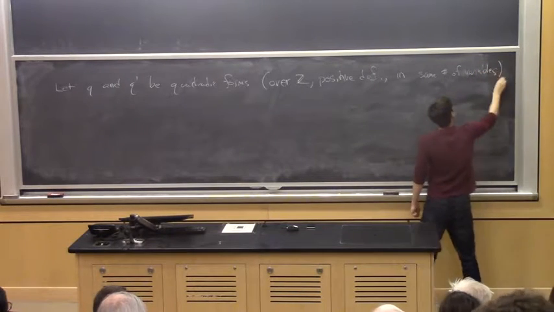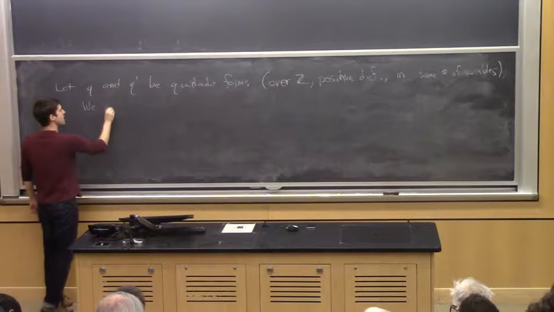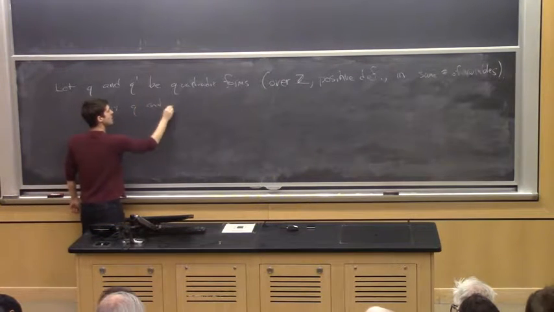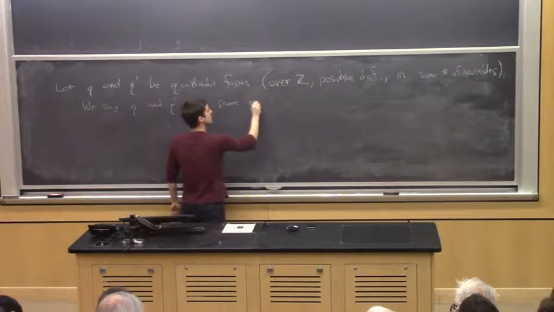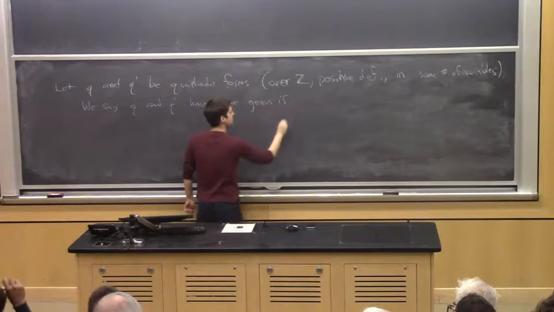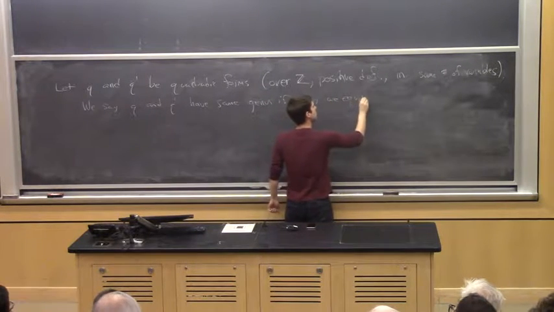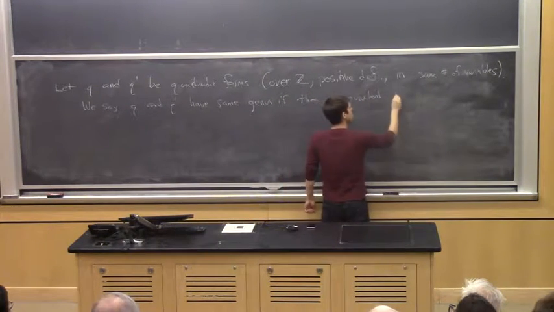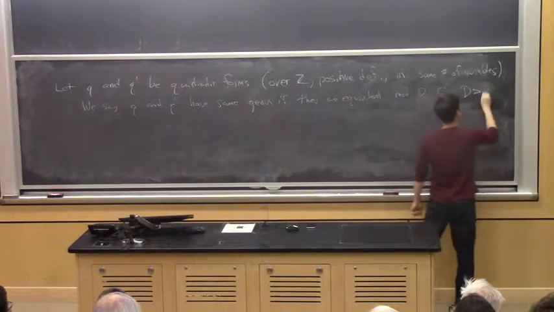So with that said, we say that Q and Q prime have the same genus if they are equivalent, not necessarily over the integers, but they're equivalent mod d for every positive integer d.